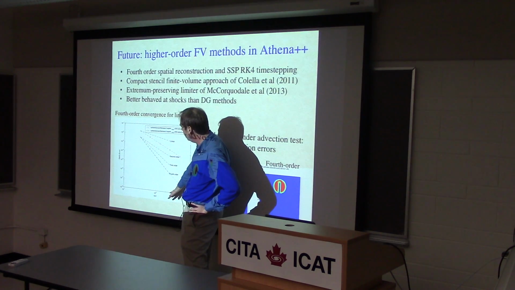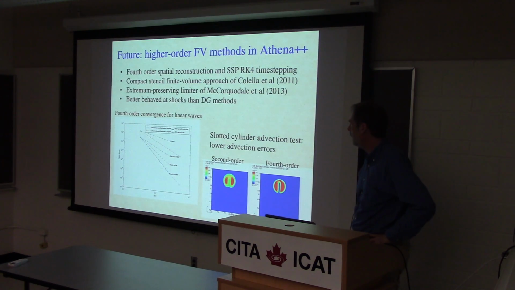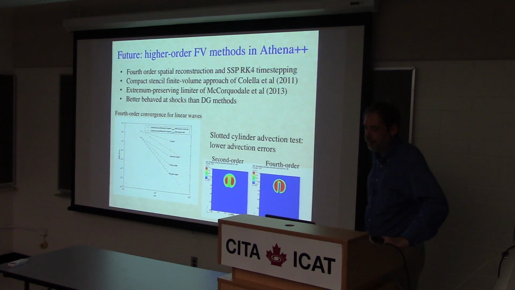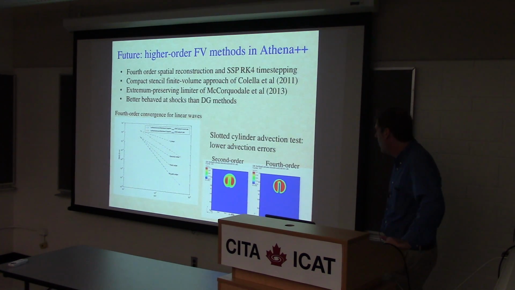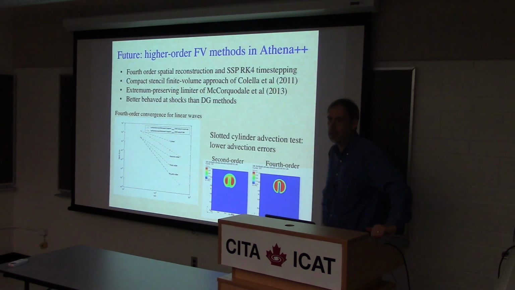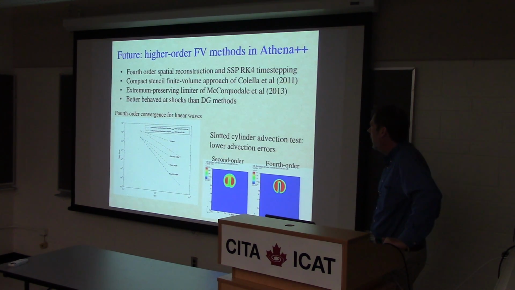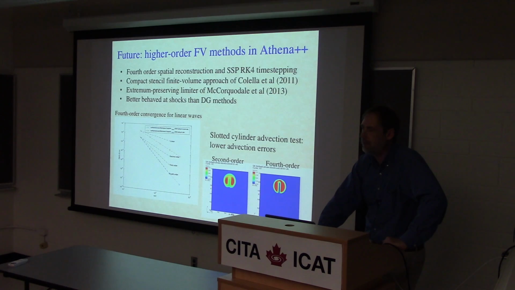Again, this is a linear wave convergence test, error versus resolution, and you get fourth order convergence for the L1 errors. It also substantially reduces the advection error, even for discontinuous solutions, which are always going to be first order. You can never be better than first order when you have shocks and discontinuities, but it still greatly reduces the advection errors for this slotted cylinder advection test. So we're exploring the use of these methods for exactly the same problems. They're much more expensive, but since they're more accurate, they may end up being more cost beneficial, and that's something we're looking into right now.